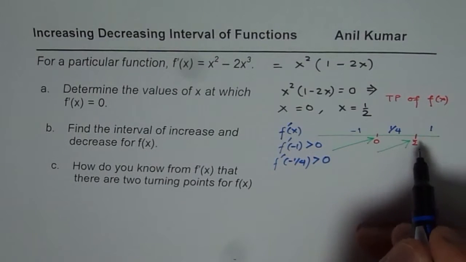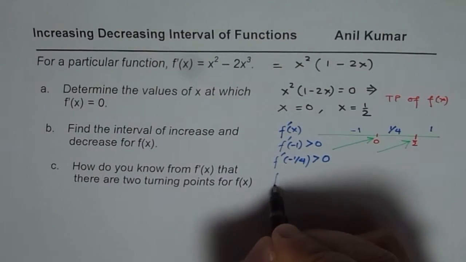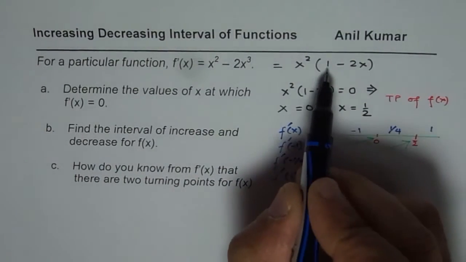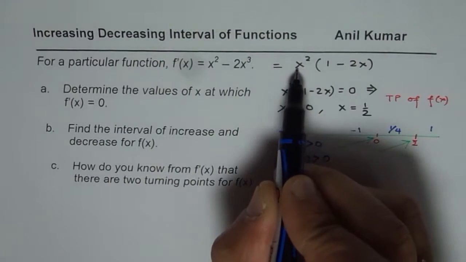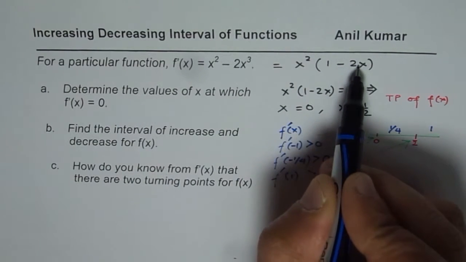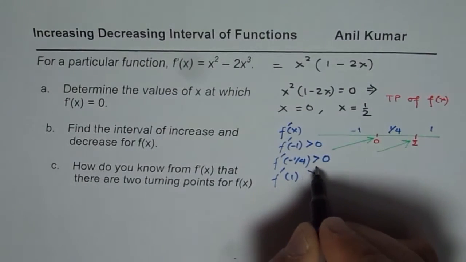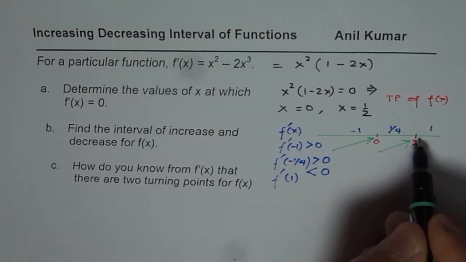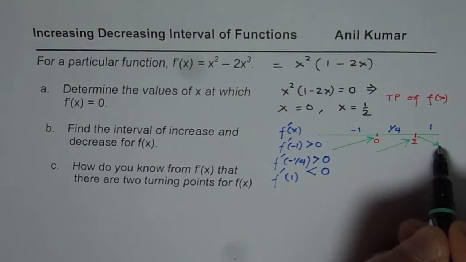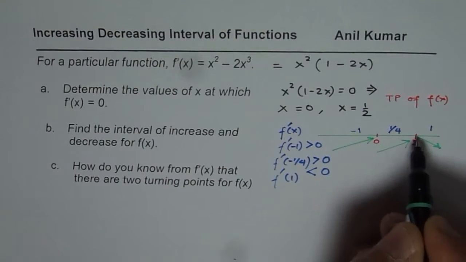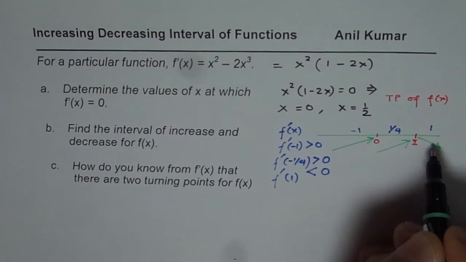Now if I check the derivative at 1, and substitute 1 here, x squared is going to be positive. However, 1 minus 2 is a negative value. So we are going to get less than 0. So in this interval the derivative is negative, and therefore the tangent will be going down. Negative, and the function will be decreasing.